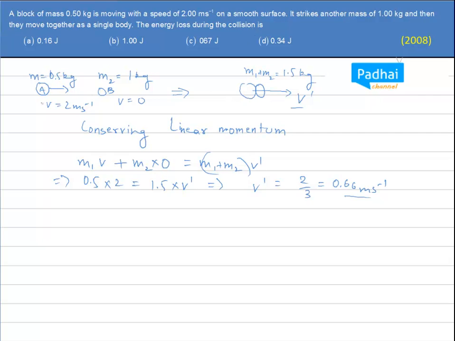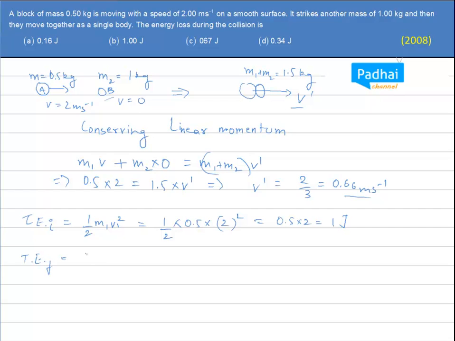What was the initial energy? If I talk about total initial energy, this would be half m1 v1 square, because block B was at rest. So the only energy it was having was the kinetic energy, which was half into m1, 0.5, and v1, 2, whole square. This will be equal to 0.5 into 2, which is 1 joule. This is 1 joule.